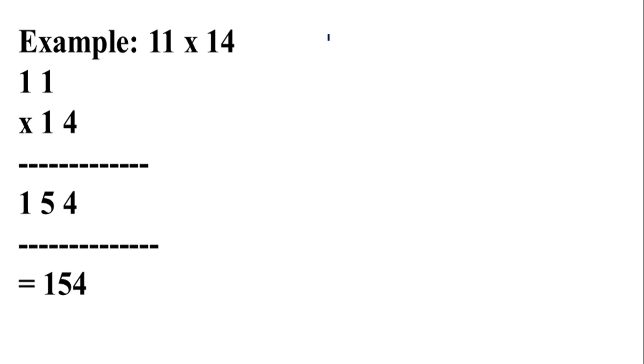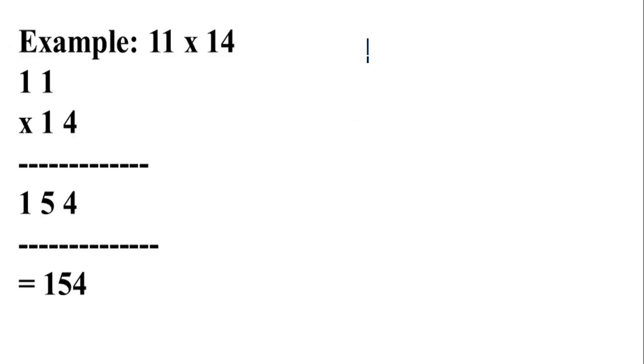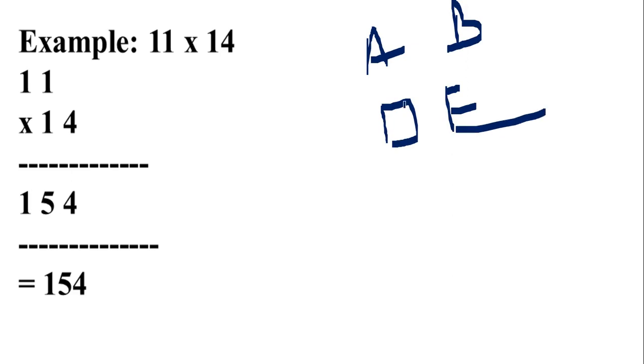So you got the situation now, that formula I told you. Once again I'm going AF, BE and CD. So here we don't have 3 columns, we have only 2 columns. So how you can use A, B, and this is D and this is E. Okay, 2 columns you got. So here you have to use vertical as well as crosswise. So let me tell you, I will write down the same problem here, 11 into 14.